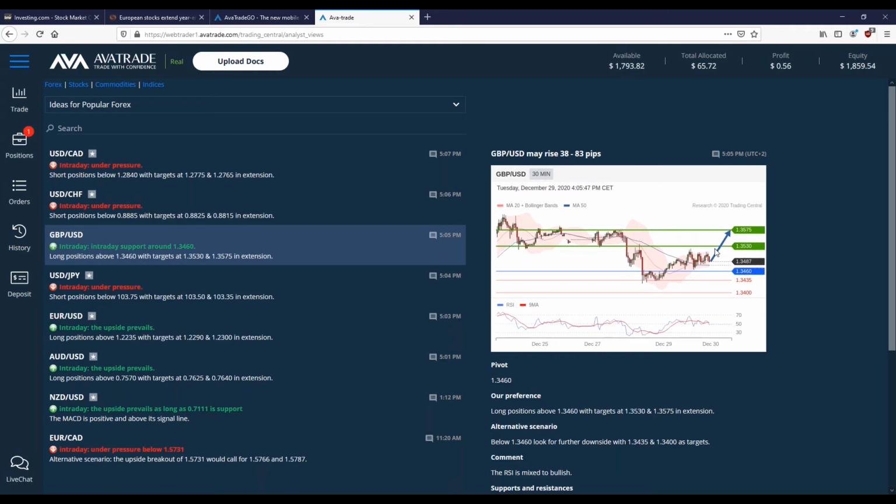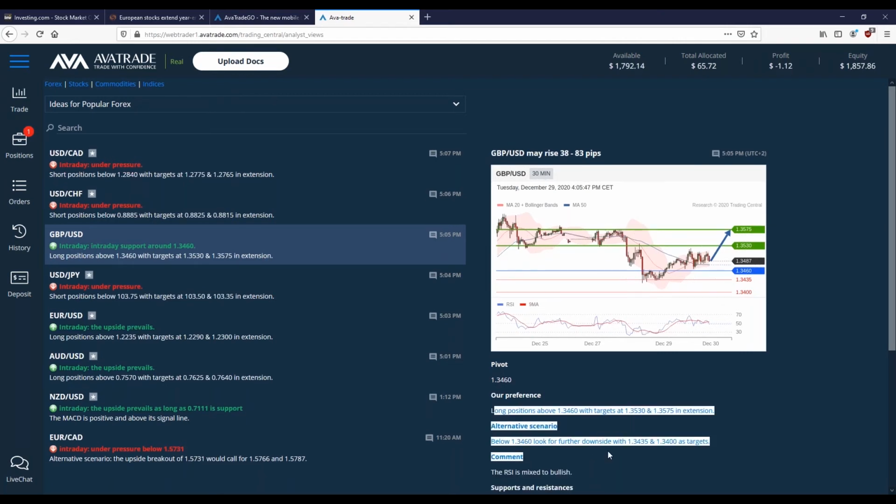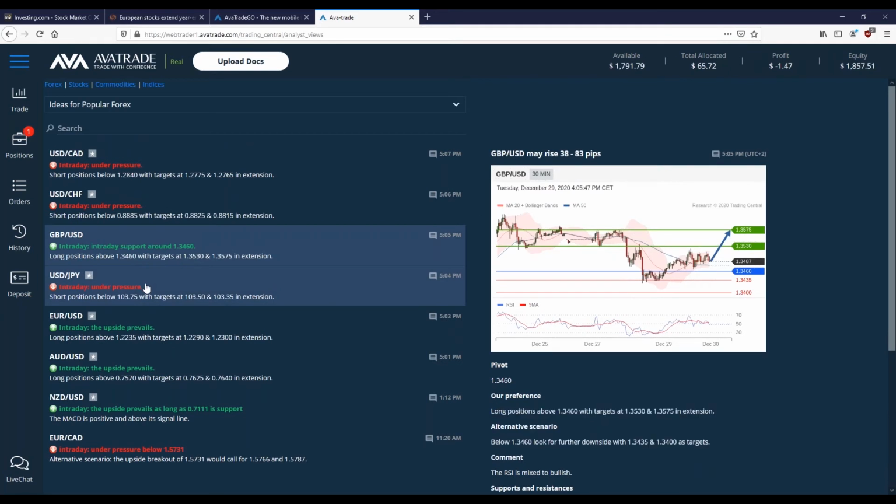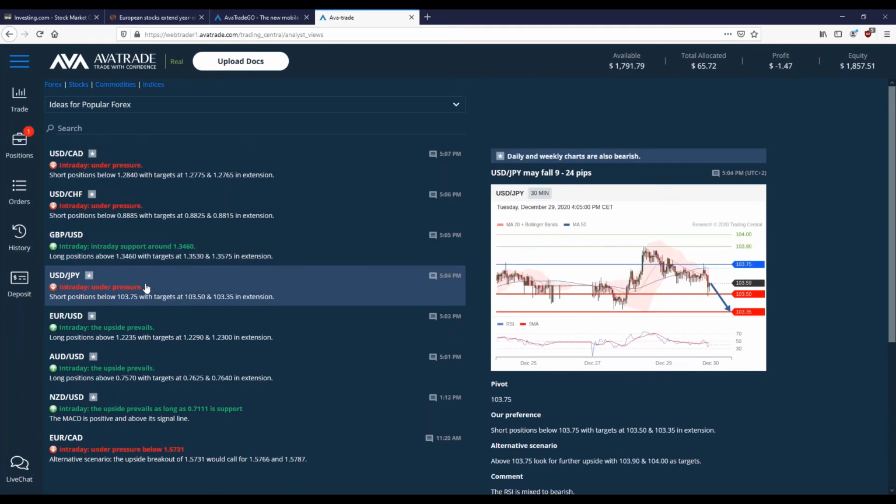So these are signals for pending orders, for market moves. You take a look. They're showing their preference here. Long positions, what price targets, what entries, exits. Everything's here for you with the signals. These are free. Usually you have to pay for signals.